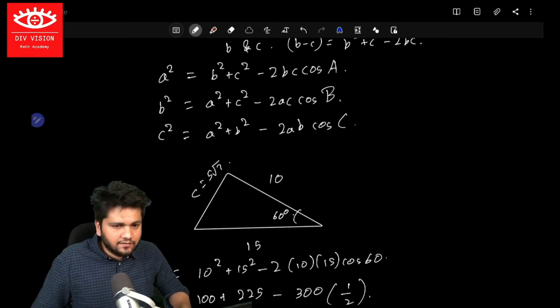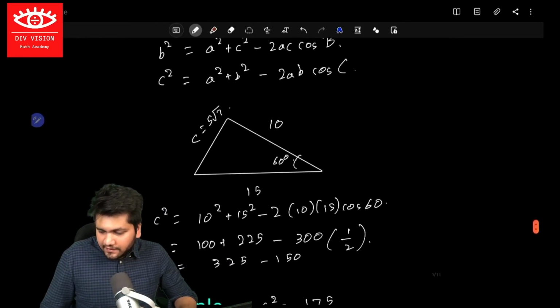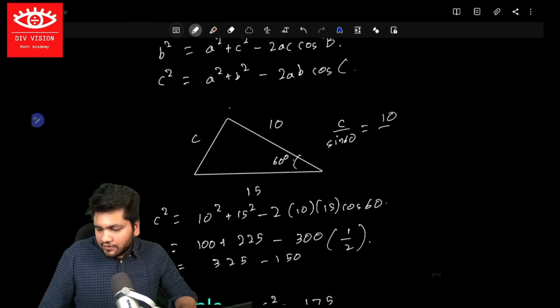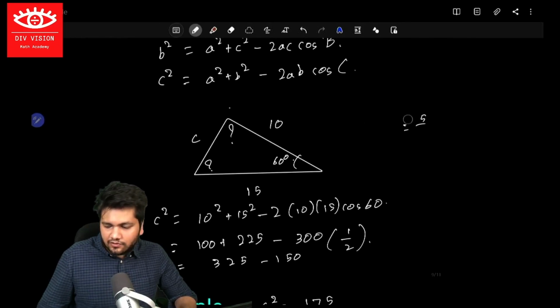See, the thing is, we could have used sine rule. But if we would have used sine rule, it's going to be C upon sine of 60 is equals to 10 upon this angle. But we don't know this angle, or it's going to be 15 upon this angle. But the thing is, we don't know both the angles, so we couldn't have figured out the value of C. So that's why we have to use cosine rule.